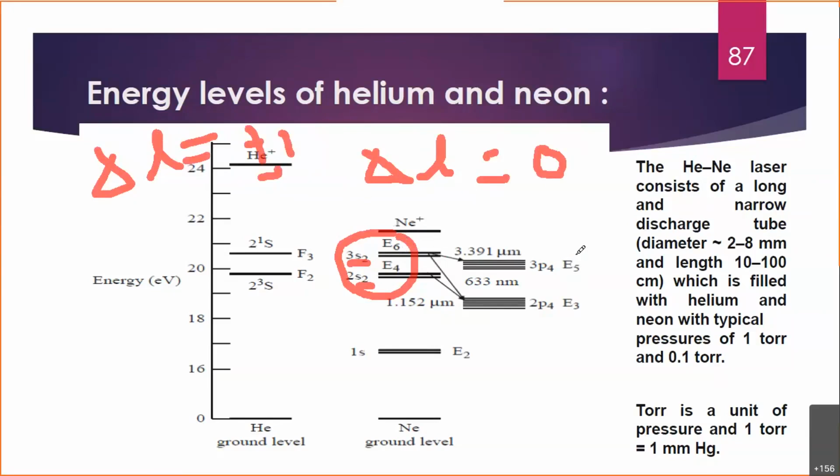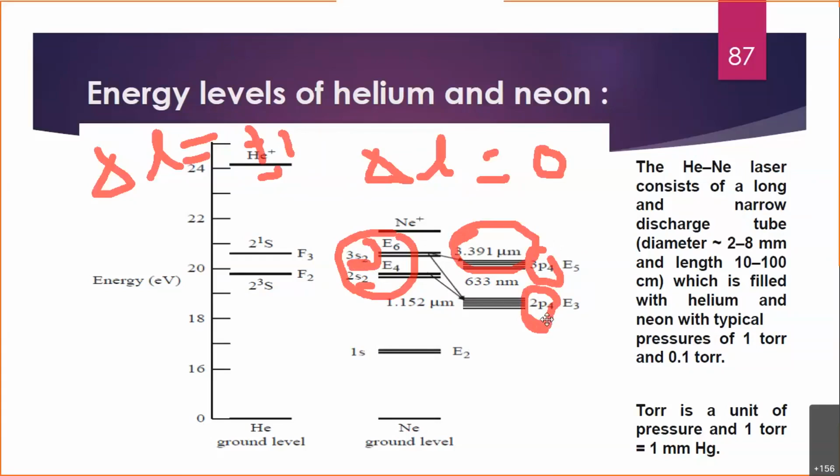Now check it for the other case. Let's say you have this E6 and E5. So E6 means 3s2 and this is p. So l value is changing. If it is changing, that's why this laser light is emitting over here. Again you go for E6 to E3. So it is 3s2 and this is 4p.